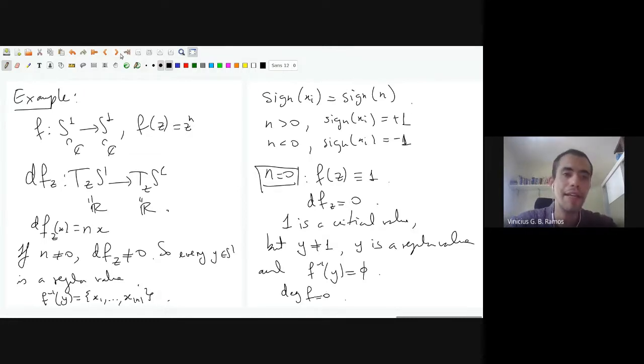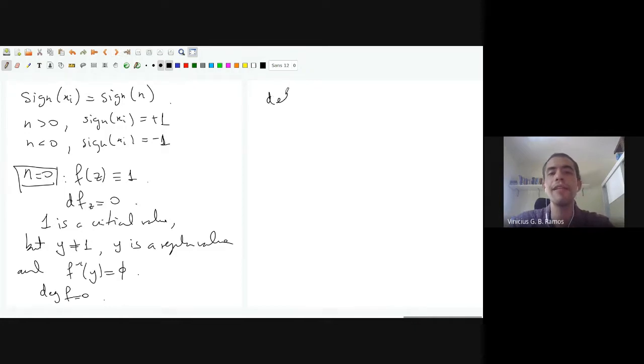And you can see the other cases: if f is just z to the n, then the degree of f is always going to be exactly n. If n is greater than 0, then you have n points all with sign +1, so it's n. If n is less than 0, then you have |n| points, all with sign -1, so you have degree n. And in the case n equals 0, you also have degree 0, so the degree is n. So this is the general fact.